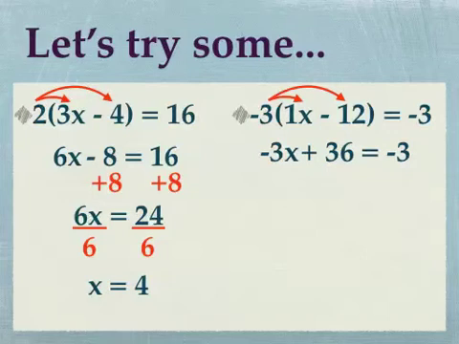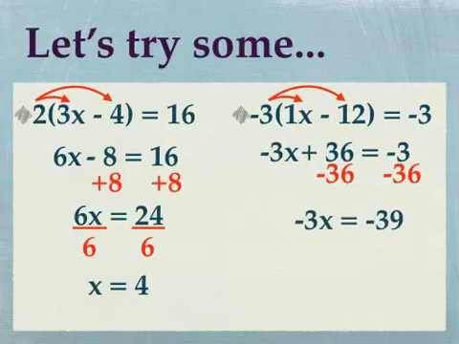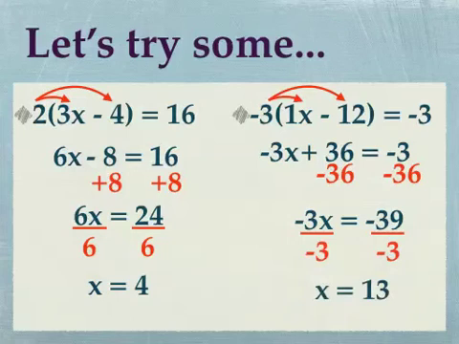Now what I need to do is solve this two-step equation again. First, get rid of addition or subtraction. Right now I'm adding 36 to the variable x. The opposite of adding 36 is to subtract 36. When I do that, I'm left with negative 3x equals negative 39. Now I need to divide both sides by negative 3. And when I do so, I'm left with a positive x equals positive 13.